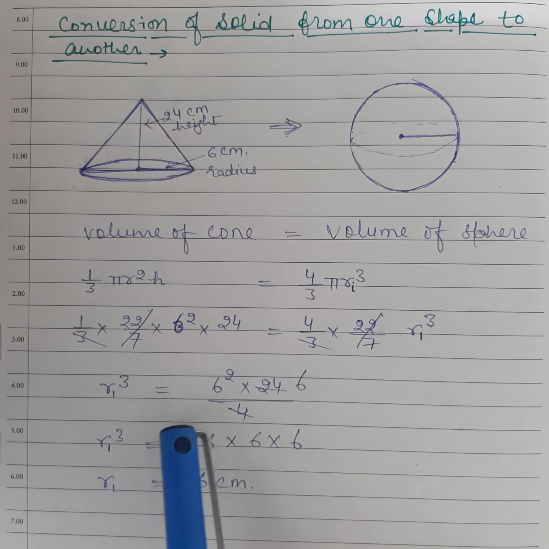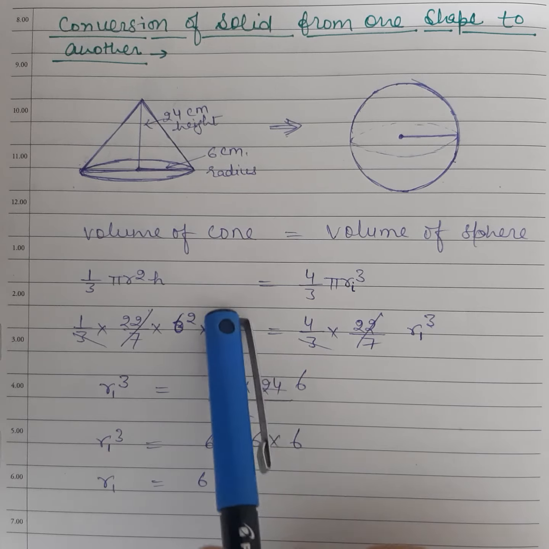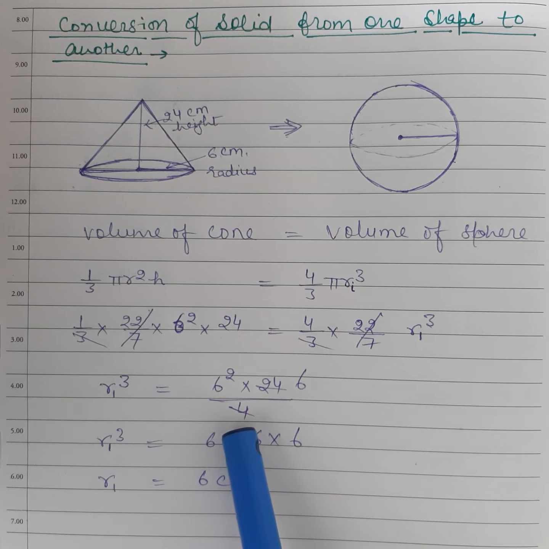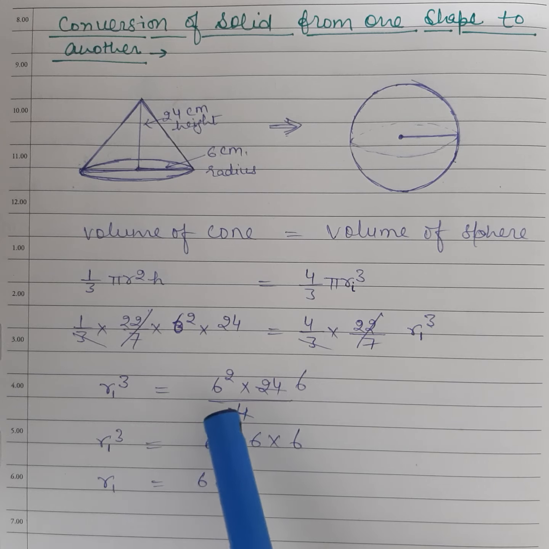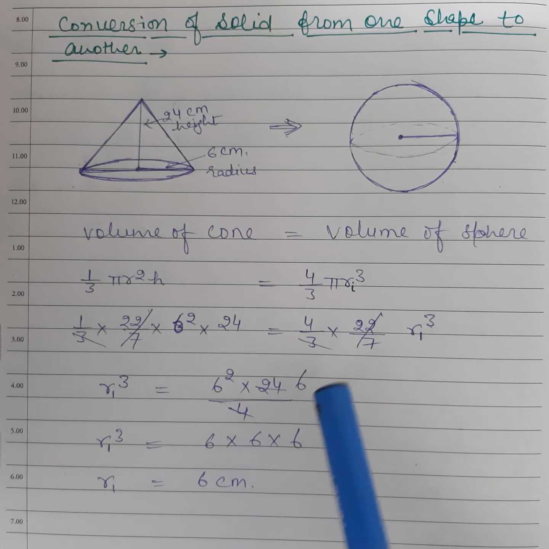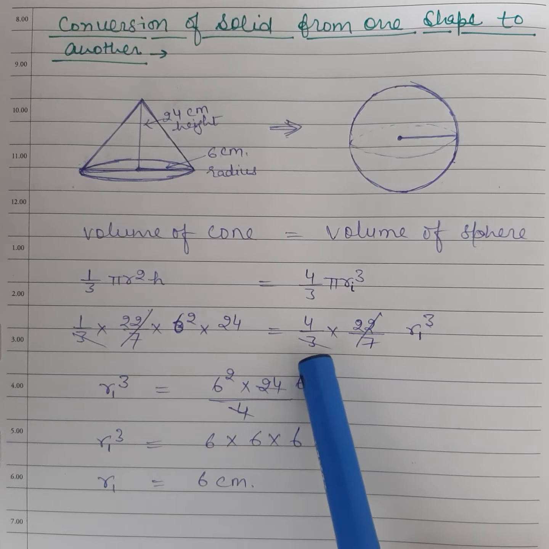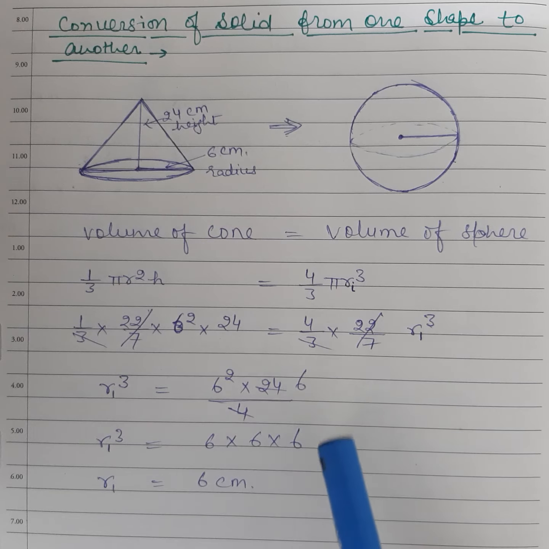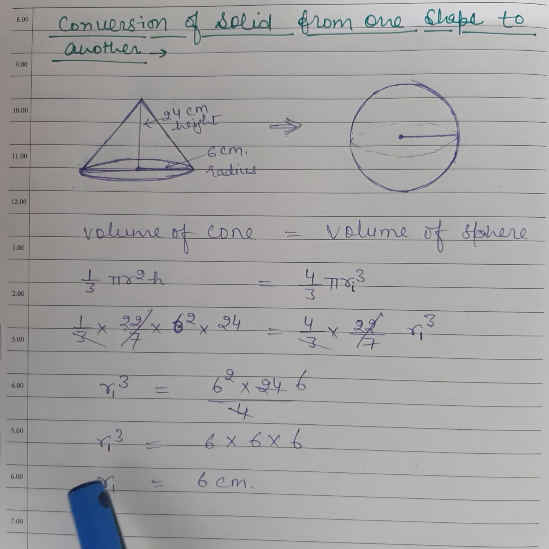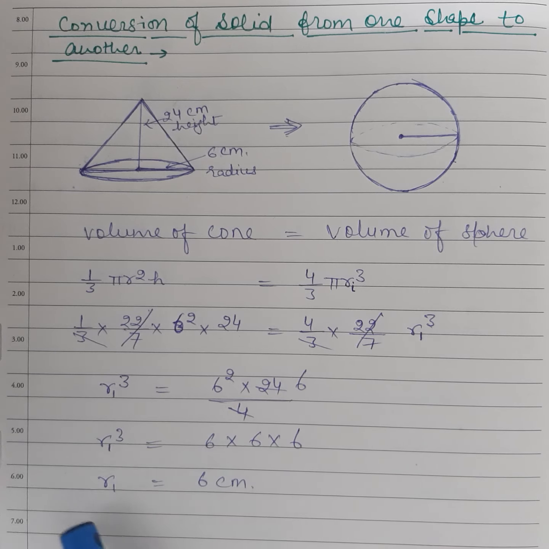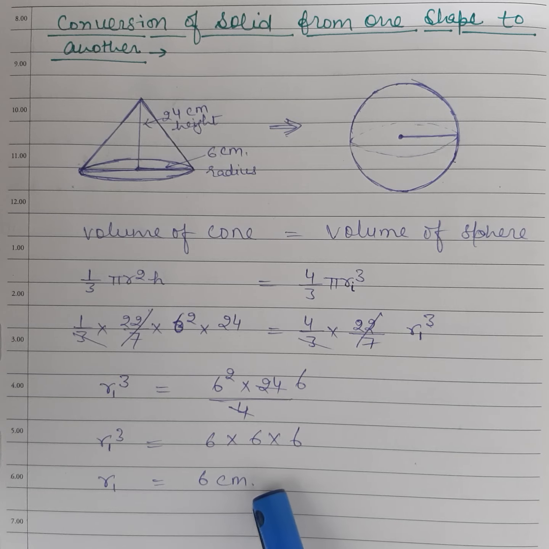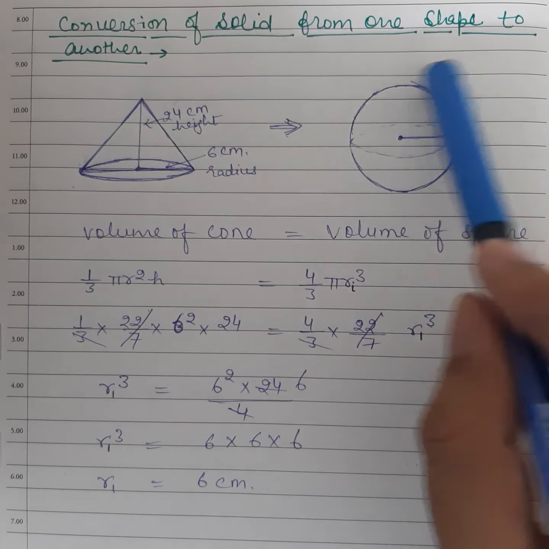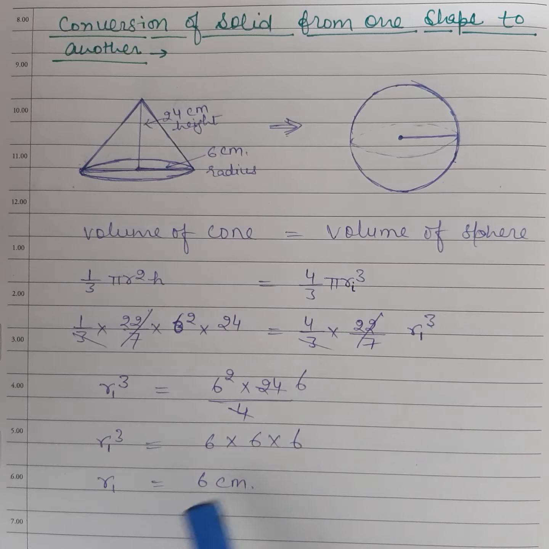r1 raised to the power 3 will be equal to 6 square multiplied by 24, and this 4 will come as a denominator. So then we can reduce 24 by 4, and the resultant number will be 6. So the number will be 6, square will be 6 multiplied by 6, and then multiplied by 6, which is r1 raised to the power 3. So r1 will be 6 centimeter. So the radius of the sphere formed by the child will be 6 centimeter.